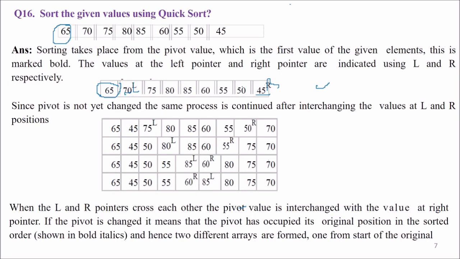So, 45 is lower than 70. So 45 will come here, 70 will go here. And left will come to the next position, right will come to the next position. Now we have left this, right this. Which is lower? 50 is lower. So again an exchange will be done.